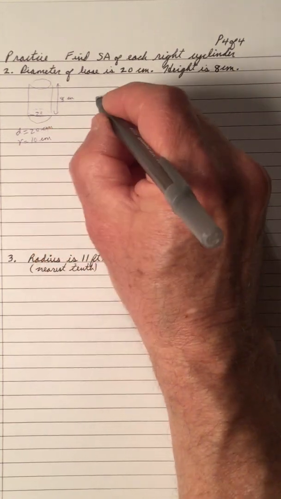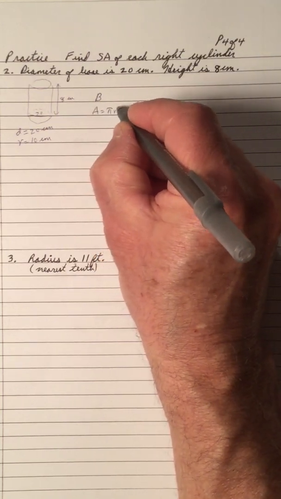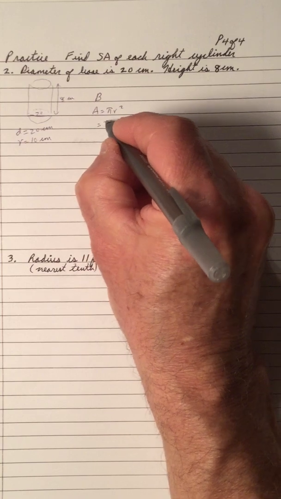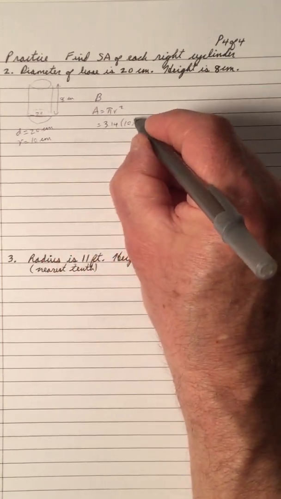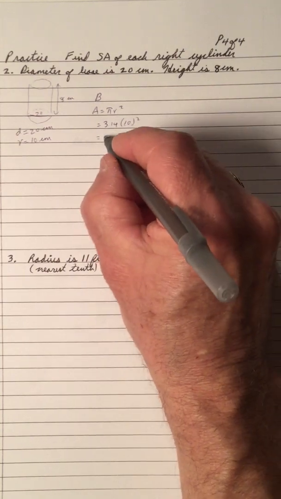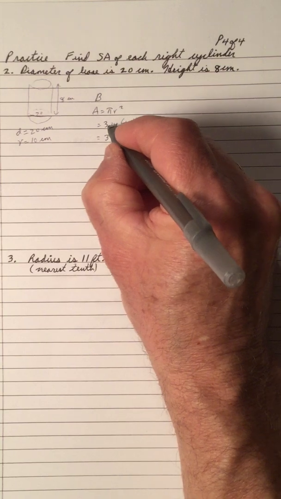So the base area is a circle, so we need the radius. Then we can get the base area. The area of a circle is pi r squared. That's 3.14 times the radius, which is 10, so it's 10 squared. And that's 100, so it's 314 square centimeters.